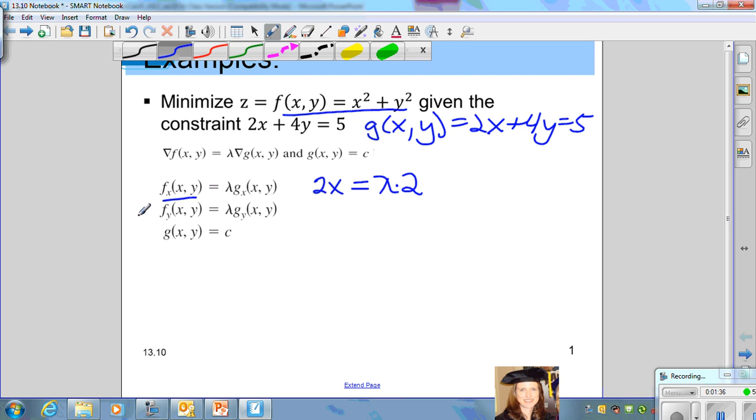Now our second equation is using the partial derivatives with respect to y. The derivative of f with respect to y is 2y, and the partial derivative of our constraint with respect to y is 4, so that's going to be a multiple times 4. And then our constraint function itself is 2x plus 4y equals 5. Here we have a system of three equations with three variables. We want to find the values for x and y that will minimize this function.